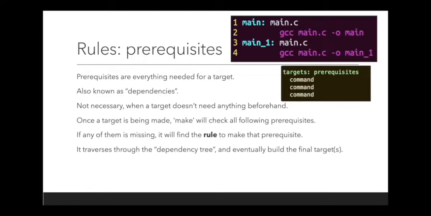And then the second part is prerequisites. Prerequisites are very important in a Makefile. Prerequisites are everything needed for a target, also known as dependencies. They are not necessary, especially when a target doesn't need anything beforehand. Once a target is being made, make will check all the following prerequisites, and if any of them is missing, it will find a rule to make that prerequisite. Actually, it traverses through the dependency tree and eventually builds the final target.